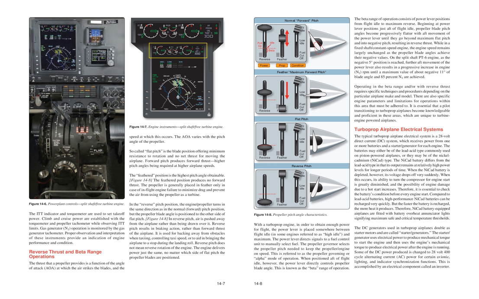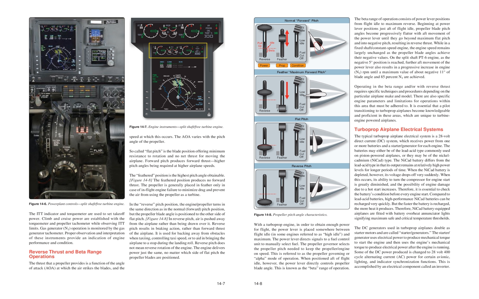When positioned aft of flight idle, however, the power lever directly controls propeller blade angle. This is known as the beta range of operation. 14-8. The beta range of operation consists of power lever positions from flight idle to maximum reverse. Beginning at power lever positions just aft of flight idle, propeller blade pitch angles become progressively flatter with aft movement of the power lever until they go beyond maximum flat pitch and into negative pitch, resulting in reverse thrust.